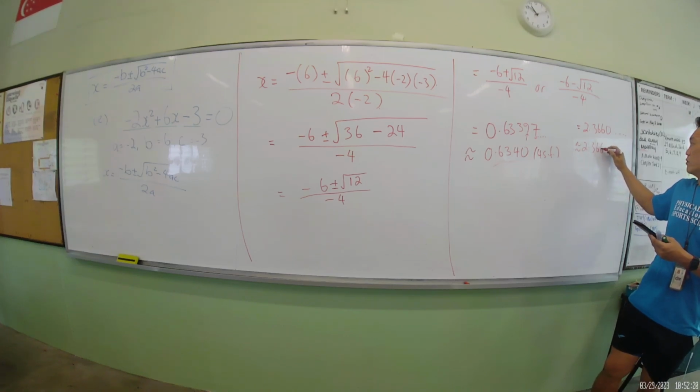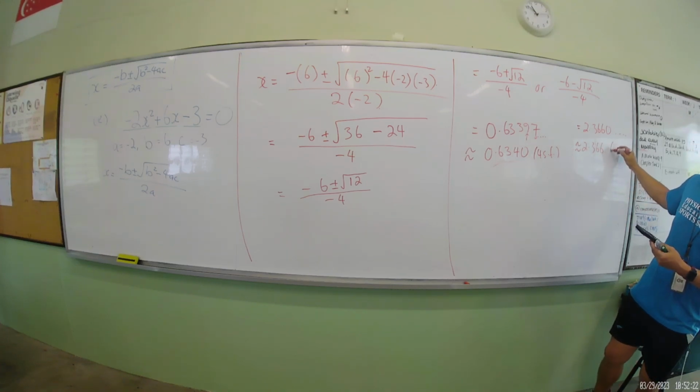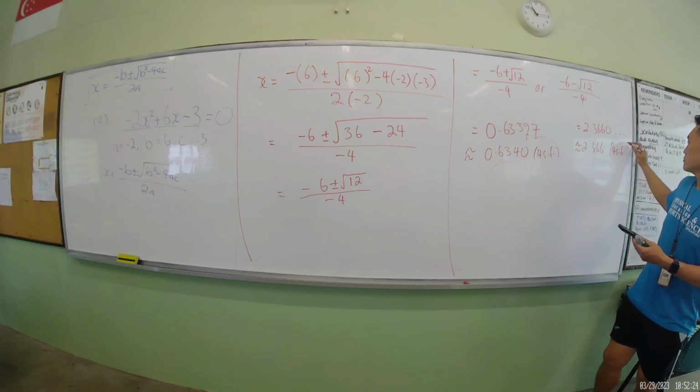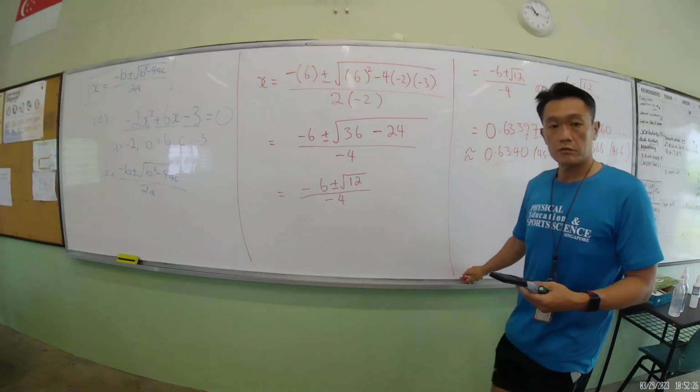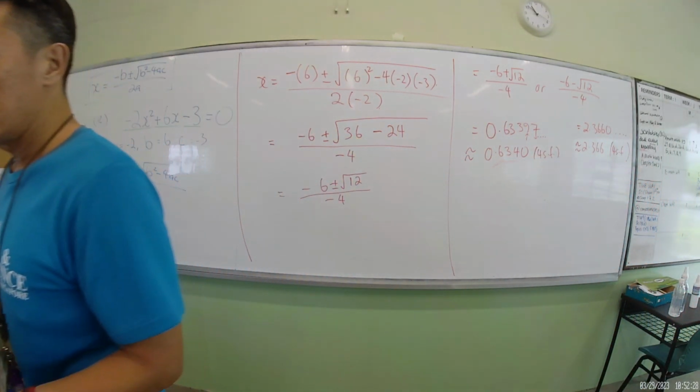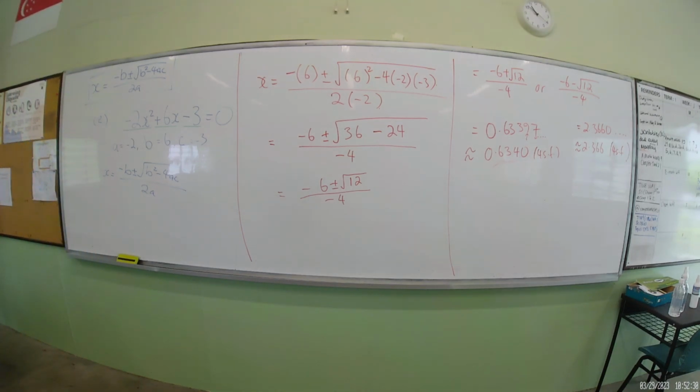Round it off to four significant figures. Not necessary. If you think you are confident to key in everything correctly, you key in everything.